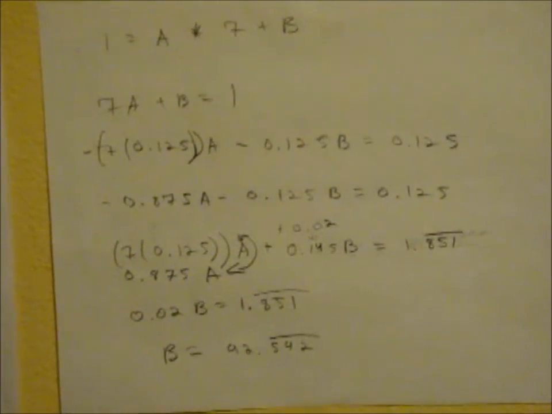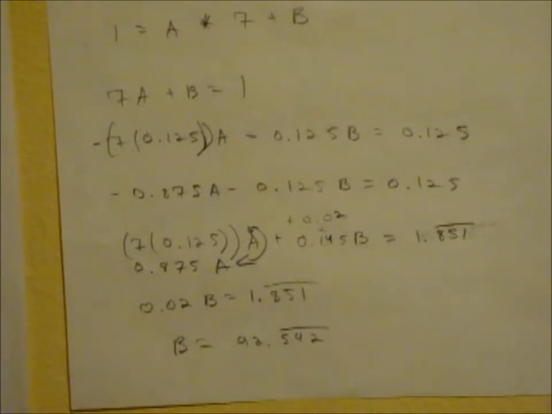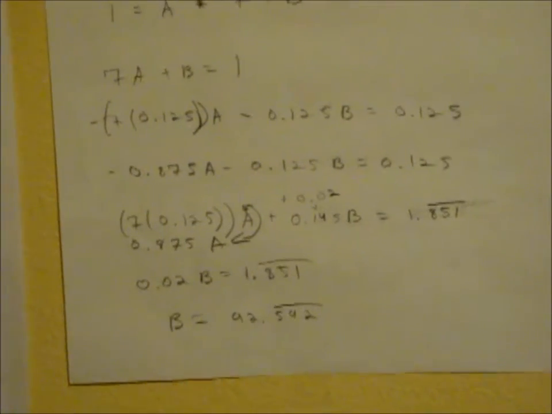I then had to have 1 divided by that, and then multiply that by what equaled b, and that gave me 92.592 repeating. Now, if I were to plug that back into the original equation, I could solve for a, and that would give me one possible output for this equation.